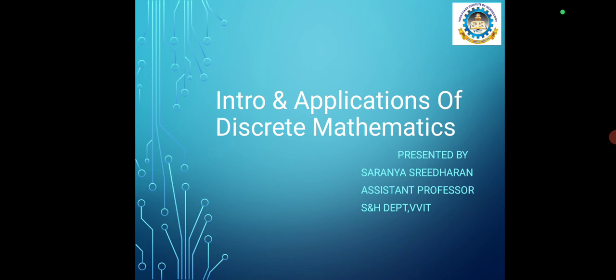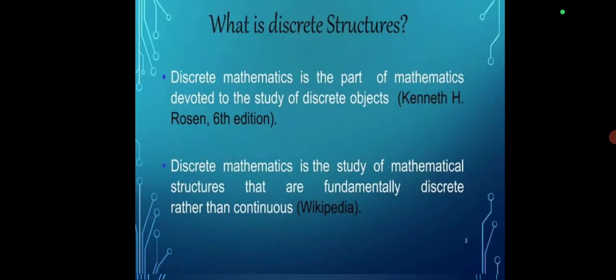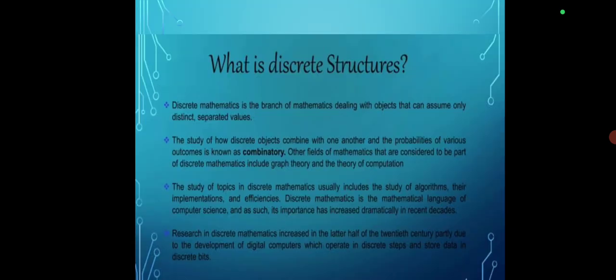My topic is about the introduction and application of discrete mathematics. What is discrete structure? It is a part of mathematics devoted to the study of discrete objects, the study of mathematical structures that are fundamentally discrete rather than continuous. It is a branch of mathematics dealing with objects that can assume only distinct or separable values.